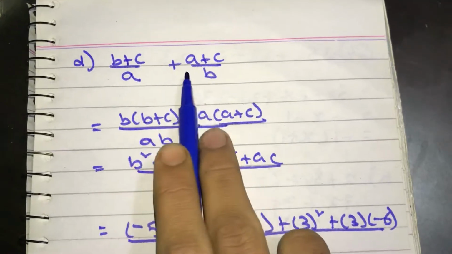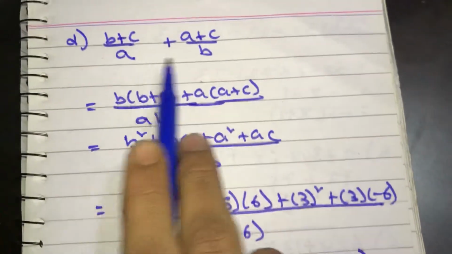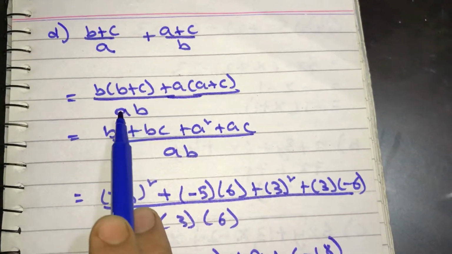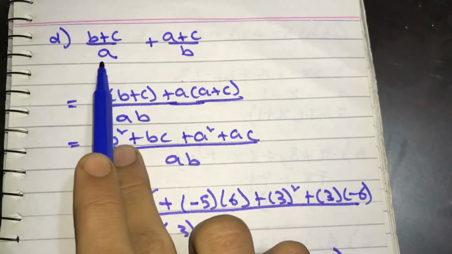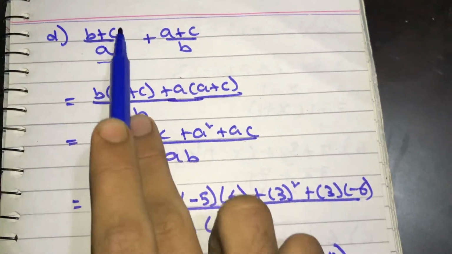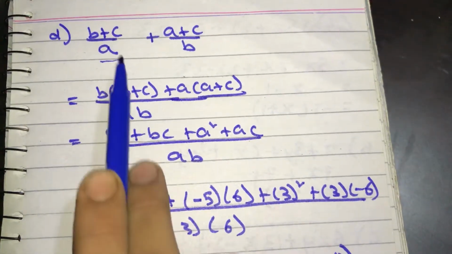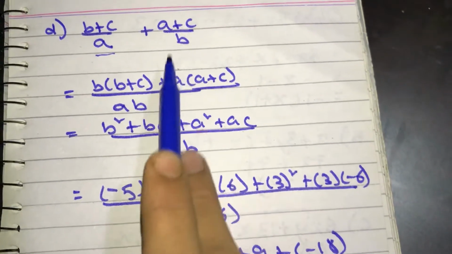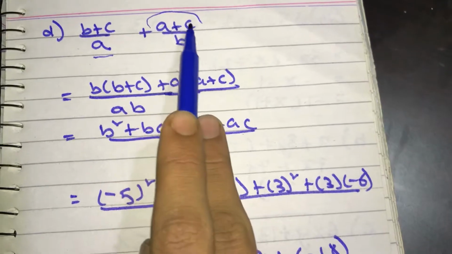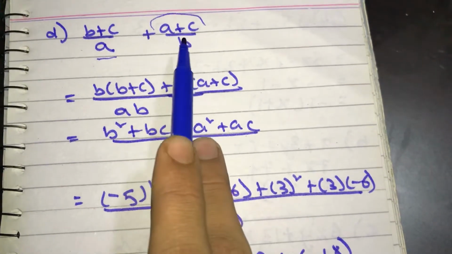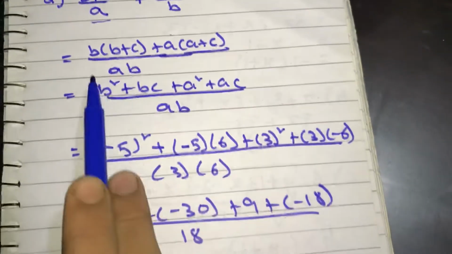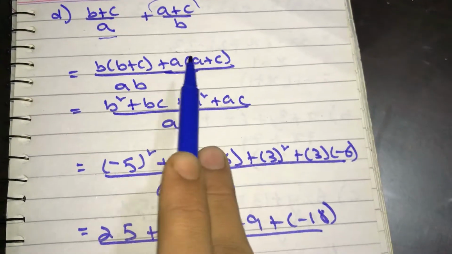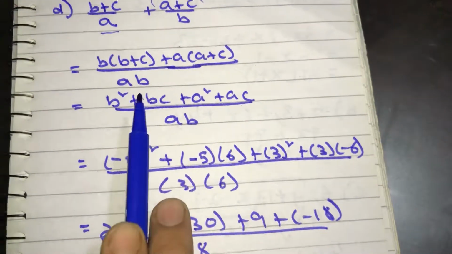Next, b plus c over a plus a plus c over b. I am first simplifying the variables, then I'll put the values because the question is a bit long. So I have taken the LCM ab. In the denominator we already have an a, so we won't multiply this with a. We will multiply it with the other thing which is not in the denominator, which is b. So b into b plus c, plus, here in the denominator we have b, so we won't multiply this with b. We will multiply it with a this time because a is missing over here. So a into a plus c, over ab. So b into b is b square, plus b into c is bc, plus a into a is a square, plus a into c is ac, over ab.